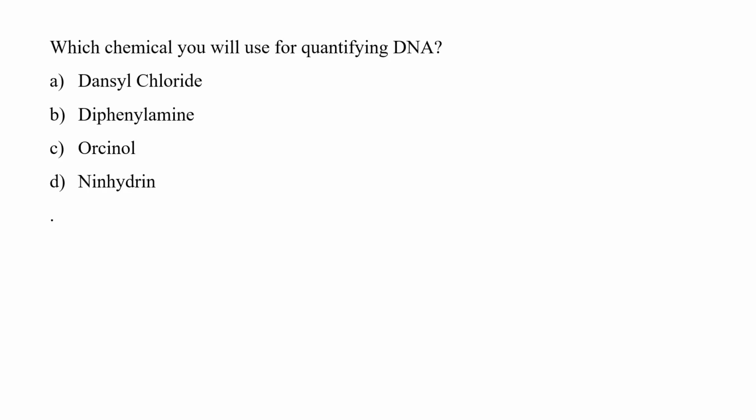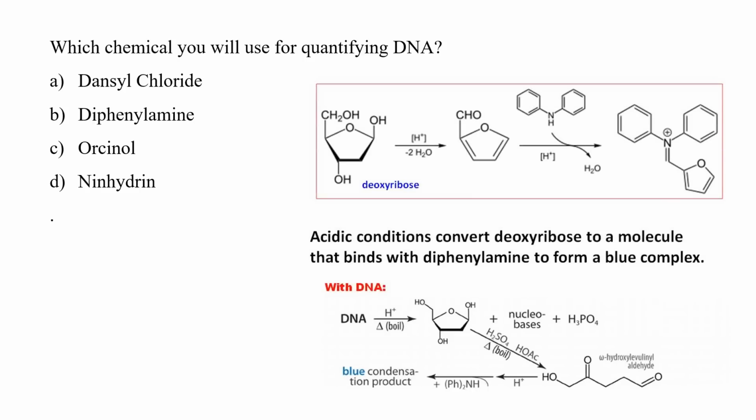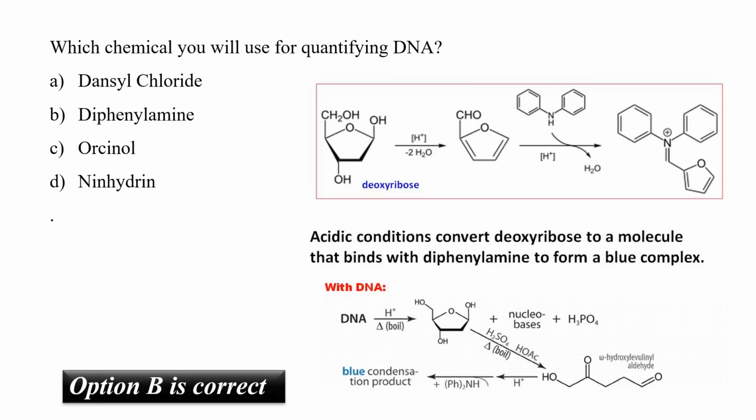Which chemical will you use for quantifying DNA? Dansyl chloride, diphenylamine, orcinol, or ninhydrin? Diphenylamine is used for the quantitation of DNA, where under acidic conditions DNA reacts with diphenylamine dye and forms a bluish green complex. Now the color can be measured at 595 nanometer. Always remember that this method is non-specific and nowadays not much used. So option B is the correct answer.